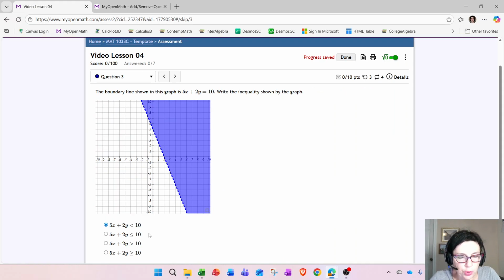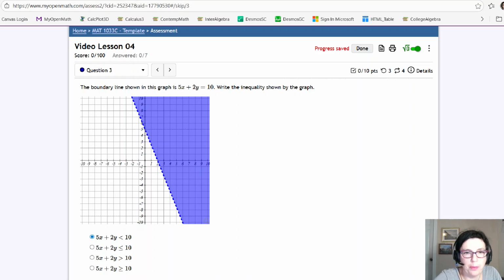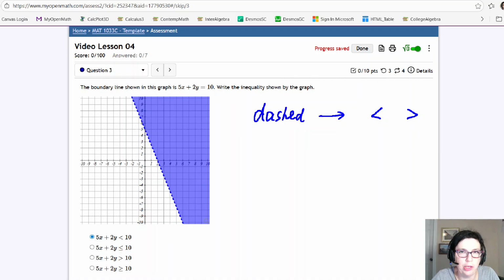Now, in order to decide which of these inequalities matches this shaded region, you have to ask yourself, is the boundary dashed or solid? If it's dashed, that means it is not including the actual line. So the inequality is going to be either less than or more than, but it's not going to be less than or equal to, because equal to will not be part of the region. If it's solid, then it's going to be either less than or equal to or more than or equal to. Now for me, it's dashed.